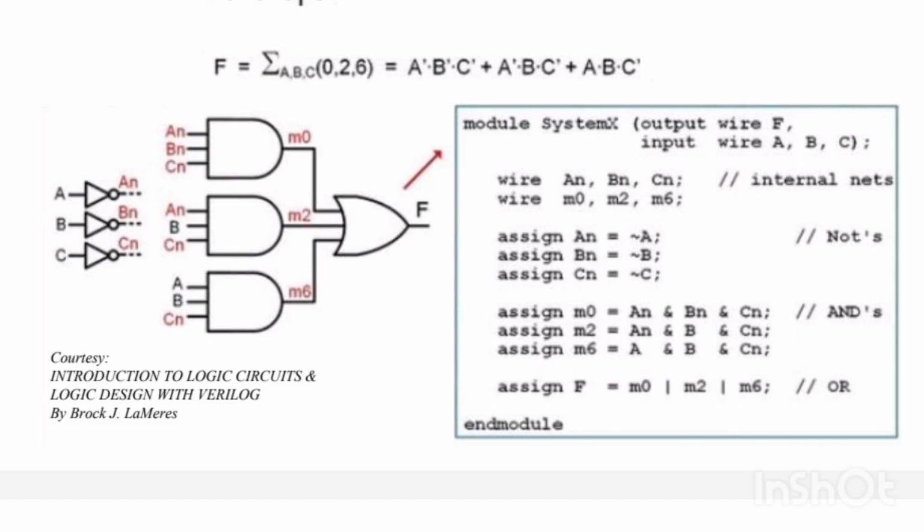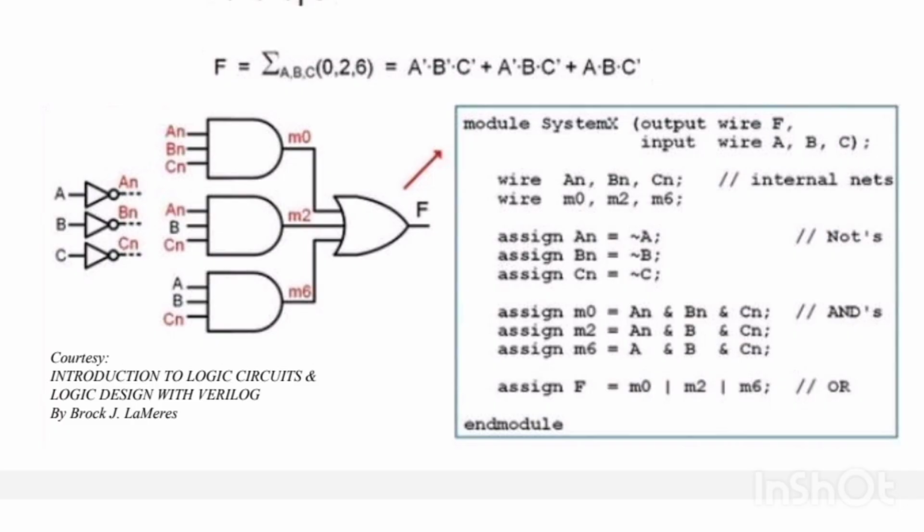So output reg F, it is declared as reg, and then we have input reg A, B and C. So input reg A comma B comma C. The ports are declared now. Now we will declare individual wires and assign values to them.